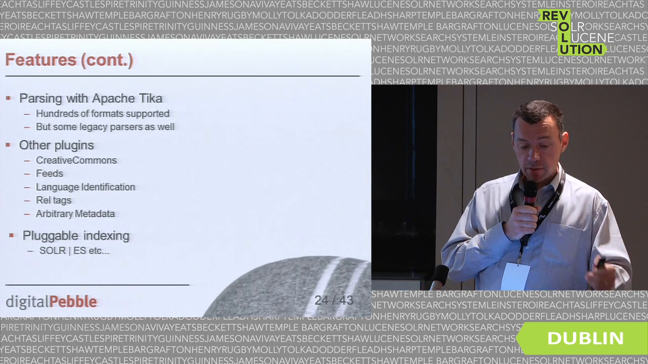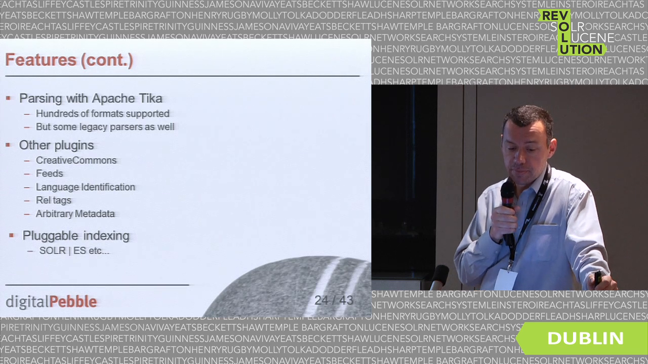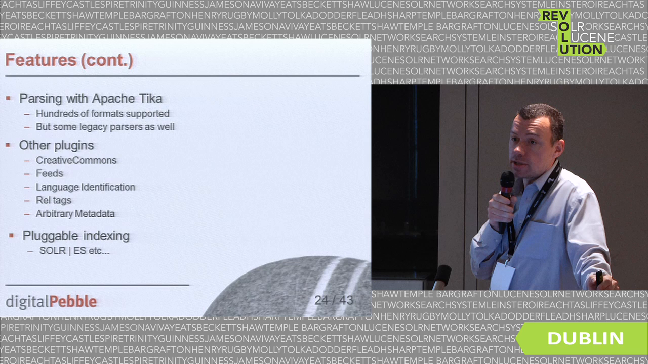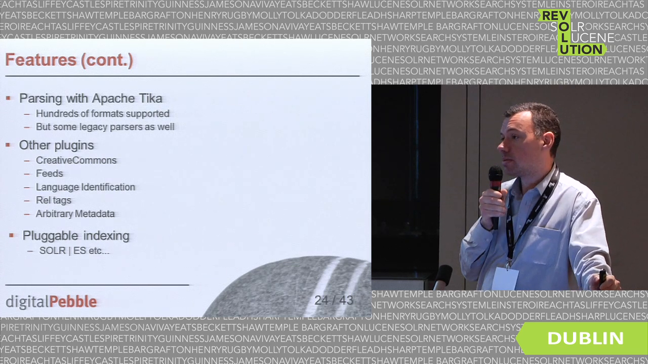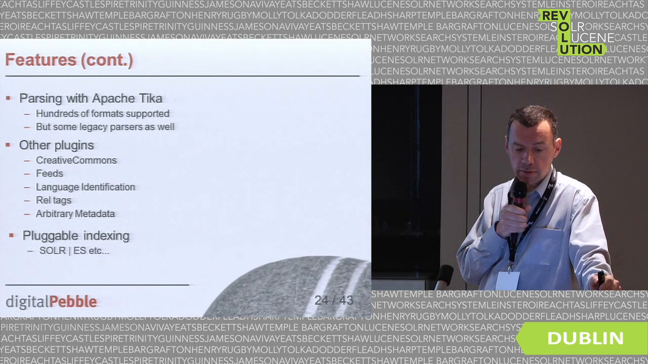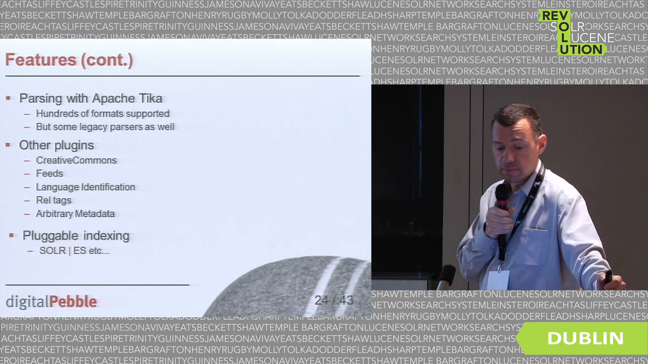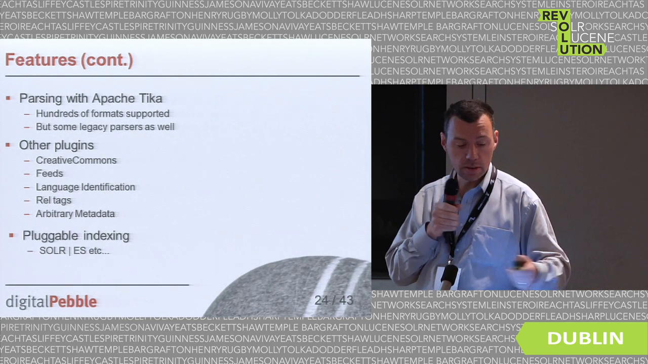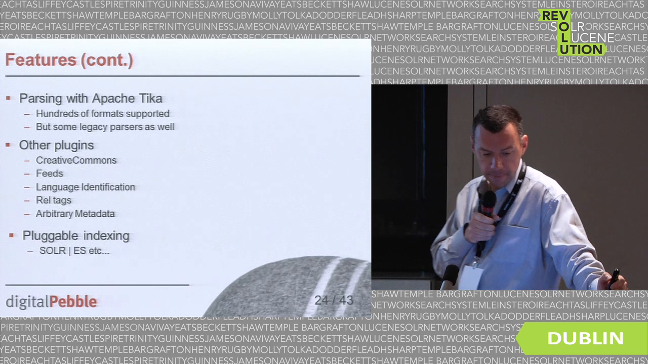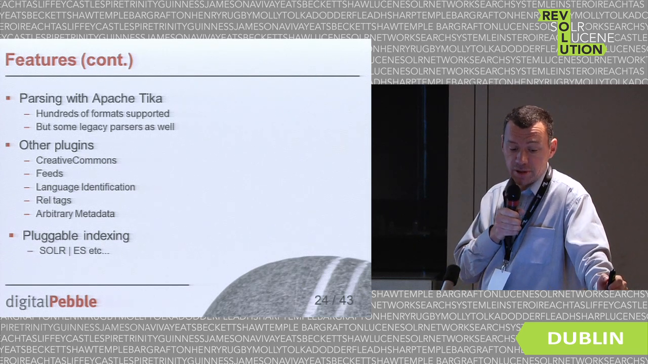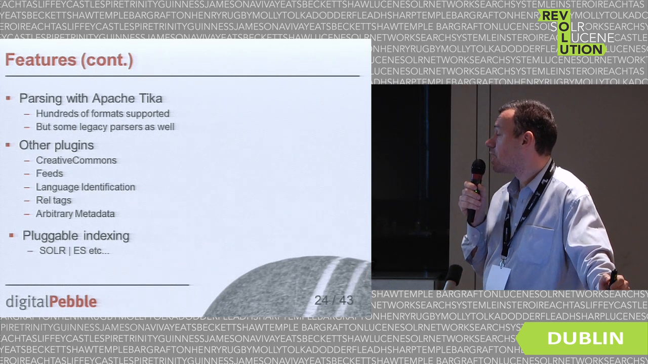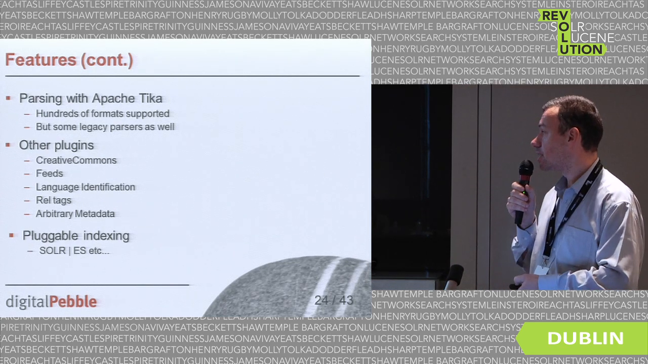Some other aspects of Nutch. The parsing is done with Apache Tika, which means that we can support all the formats that Tika does. So we have literally hundreds of formats that we can deal with in Nutch. We also have some older parsers that can be used in parallel with Tika. And there are loads of other plugins you can use for doing language identification, or to extract arbitrary metadata.